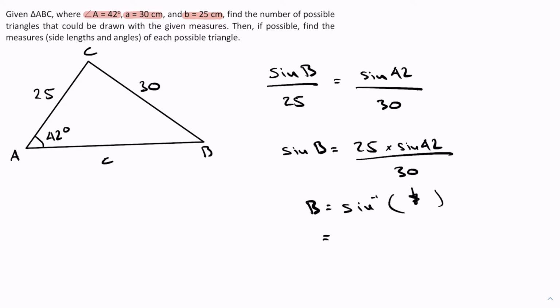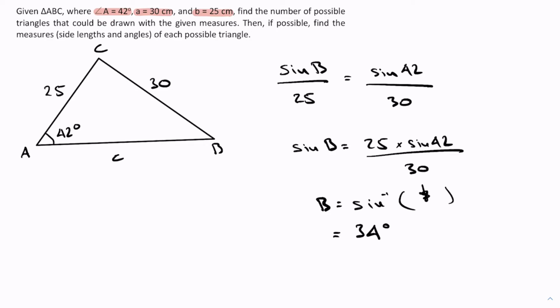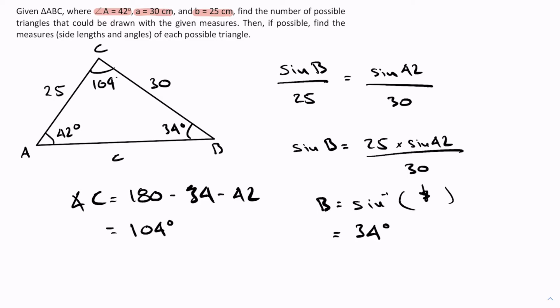And what I end up with is 34 degrees. Okay, so I have 34 degrees. That's angle B. And therefore, angle C is just going to be 180 minus 34 minus 42, which in this case is going to give me 104 degrees. And that looks pretty representative of the scenario I have in my drawing there.